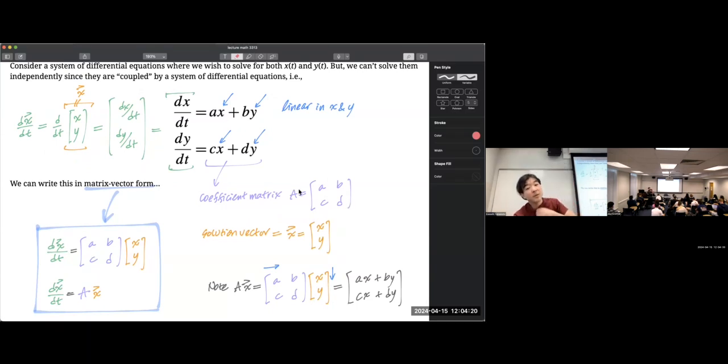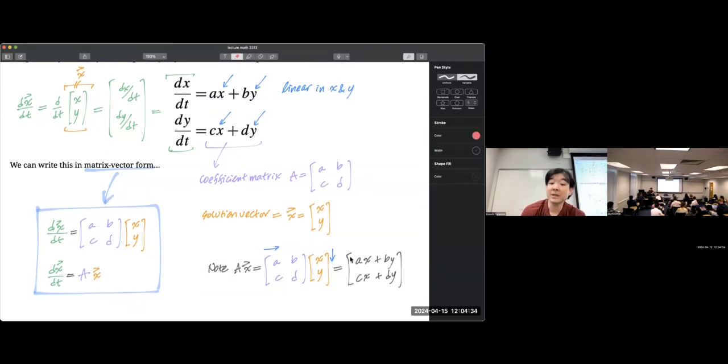The coefficient matrix is this purple thing. The solution vector is, unknowns are x and y. We can write the solution vector on the right-hand side. If you remember, matrix multiplication will end up being a times x plus b times y on the first row, and then c times x plus d times y on the second row. So this actually does translate to the right-hand side we see here.